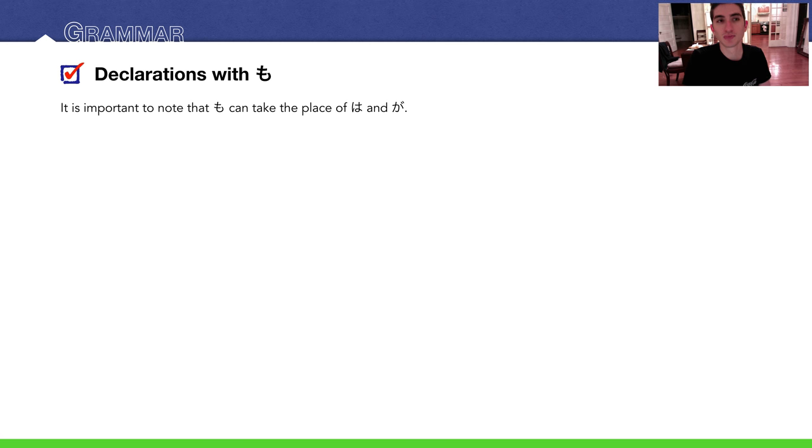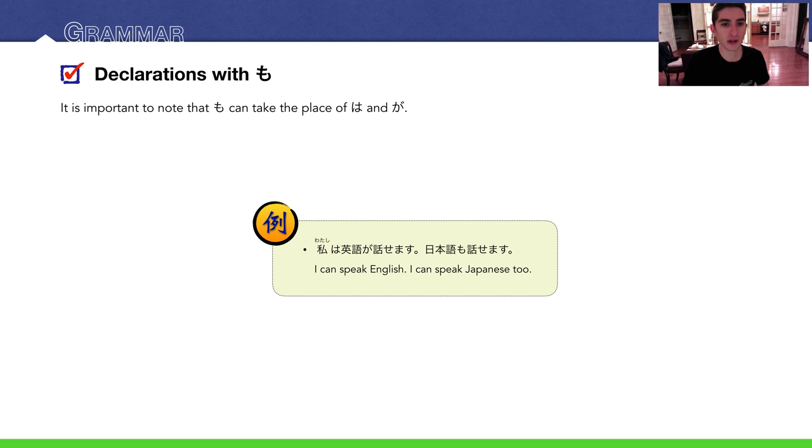So, it's important to note that も can replace は and が. Alright, you've already seen that, right? Instead of saying 私は or 彼は or 彼女は, you say 私も, 彼も, 彼女も, right? To indicate also, as well.